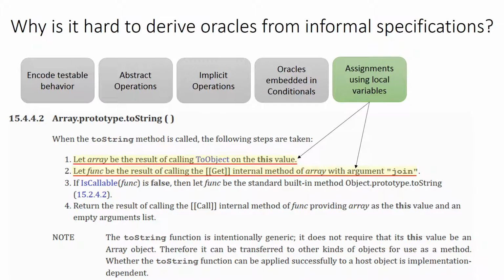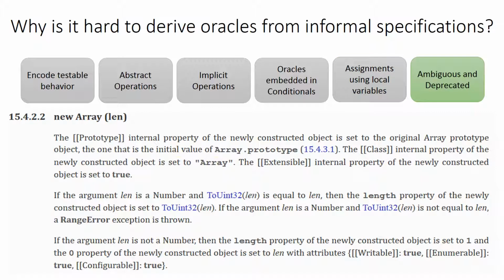The fifth challenge is to deal with assignment statements that often use local variables. This is similar to abstract operations. To enhance the readability of the spec, sometimes specifications use these assignment statements. For example, here the slide shows you an assignment statement. Let array be the result of calling toObject on this value. Here the variable array is a local variable and may not be actually implemented in the software. Thus, we need to be able to manage these local variables, which are often used to describe oracles that are embedded in the conditional statements. And last but not the least, since these are natural language specifications, they are ambiguous and can get deprecated.